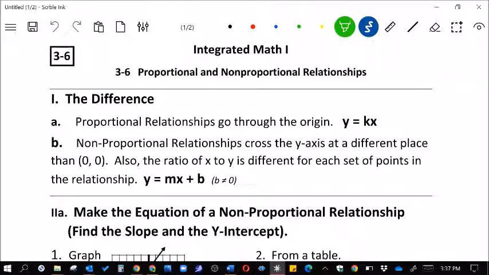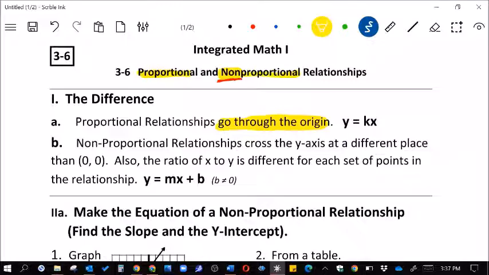Welcome. Let's look at proportional and non-proportional relationships. So proportional and then non-proportional relationships. The difference is going through the origin or not.